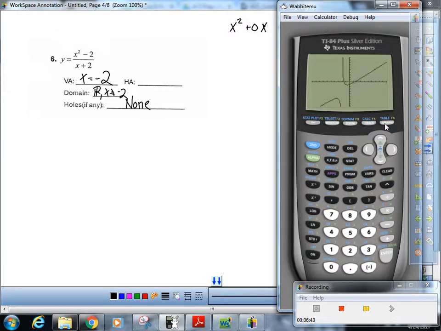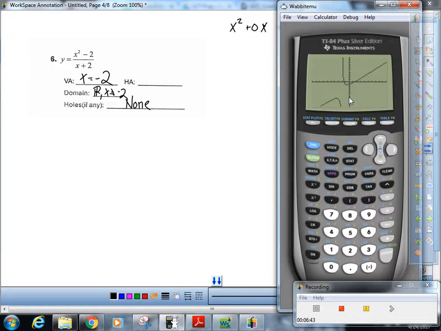Okay, so notice you can see here's where our vertical asymptote is, and that's good. It looks like it's at -2. Can you see that? But there is no horizontal asymptote anywhere.